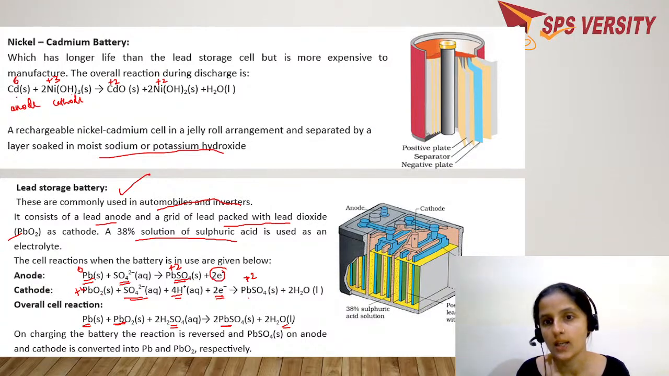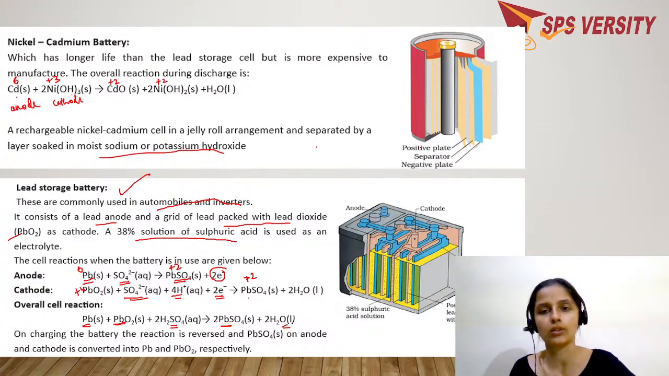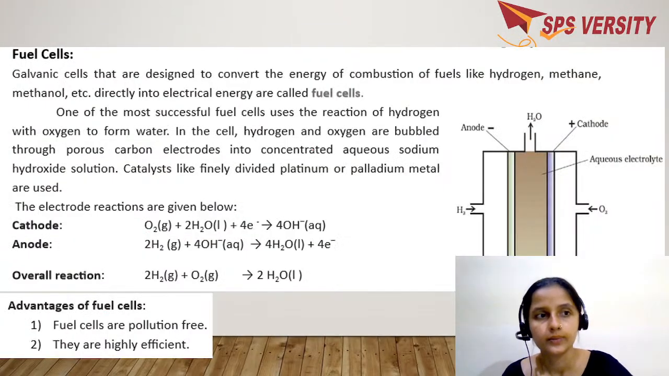You can see that the positive plate is there, the negative plate is there, and it is separated by a layer which has the potassium hydroxide or the sodium hydroxide.